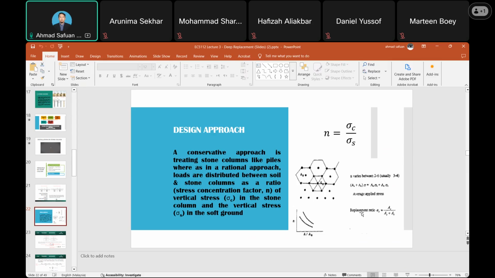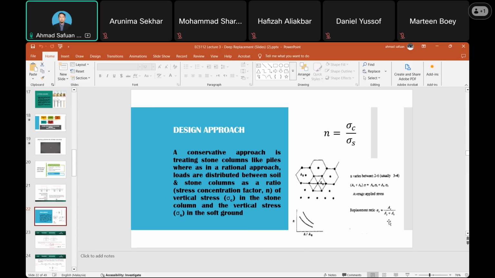N varies between 2 to 6, usually 3 to 4, where the displacement ratio depends on AC over AS plus AC. AS is the area of the soil and AC is the area of the columns. So this is actually AS AC over AS plus AC.